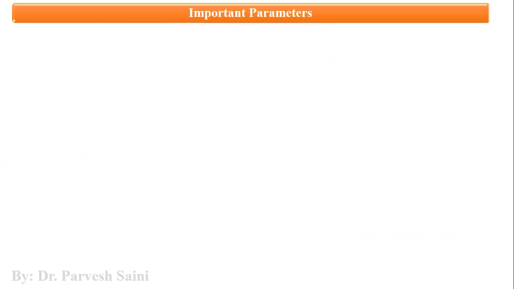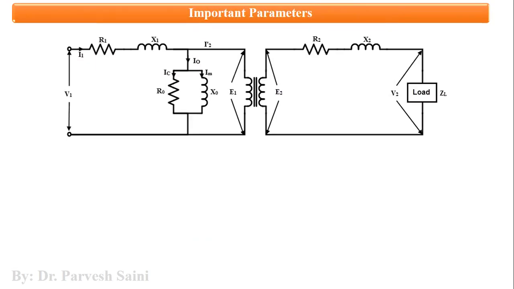Before that, we need to understand the various important parameters that we will encounter in this lecture. So let us see the equivalent circuit of the practical transformer on load. In our previous lecture, we have already understood the equivalent circuit of a practical transformer under load condition. All these parameters mentioned here will be considered while drawing the phasor diagram of the practical transformer for various types of loads.